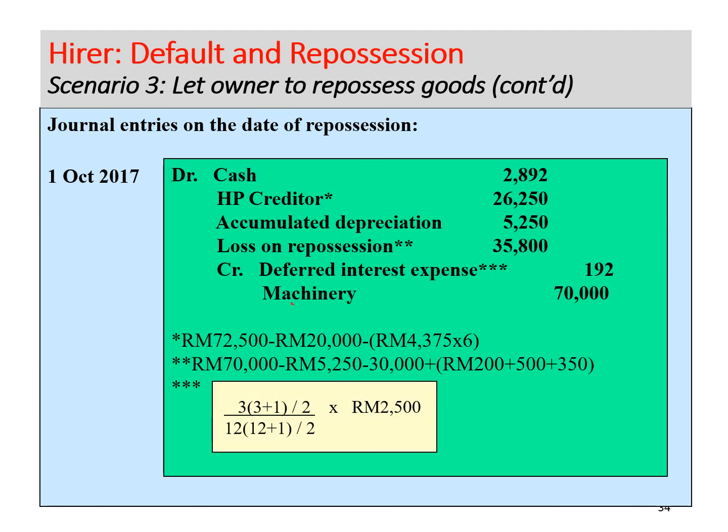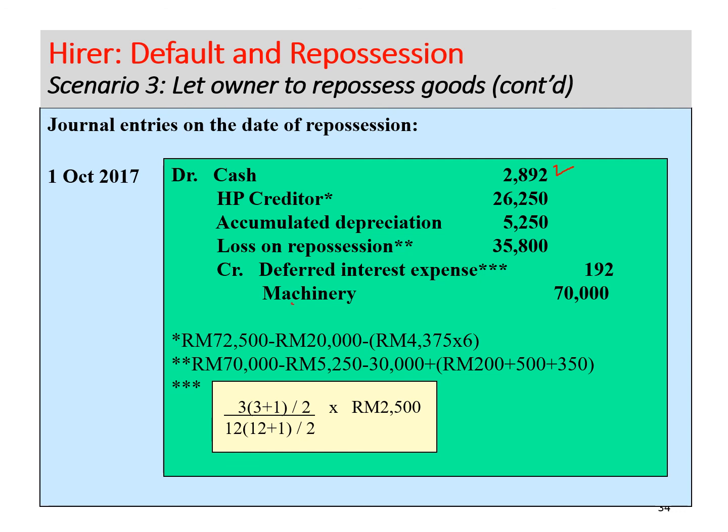On 1st of October, you will have to record the journal entry for the repossession of the goods by Fortune Berhad. We have calculated earlier that Shelix Berhad will receive cash from Fortune Berhad of 2892. So you will debit your cash of 2892.